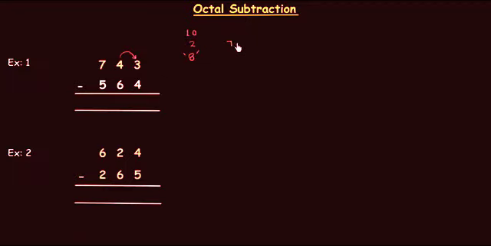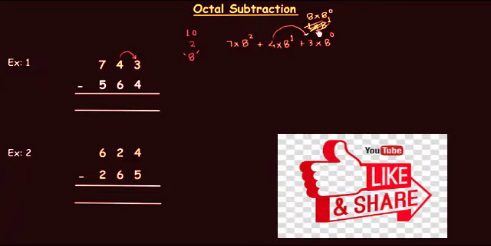So we can write 7 multiplied by 8 raised to power 2, weight of this position, plus 4 multiplied by 8 raised to power 1, plus 3 multiplied by 8 raised to power 0. And when this 4 gives 1 as borrow, what we have is 1 multiplied by 8 raised to power 1. This position is for 8 raised to power 0, so we have to write this as 8 multiplied by 8 raised to power 0. Very simple. We already had 3 and now we have 8.